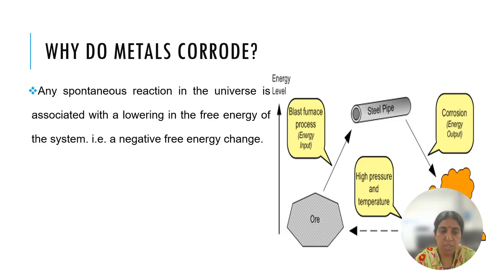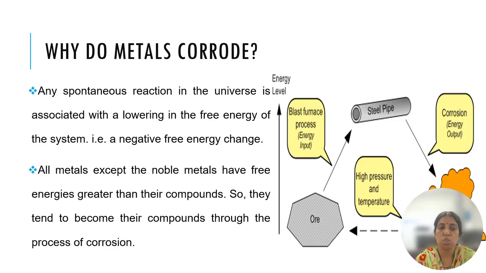So that's what has been discussed. Any spontaneous reaction in the universe is associated with lowering the free energy of the system. So whenever the material tries to lower the free energy of the system, corrosion happens. So all metals except noble metals have free energy greater than their compounds. So noble metals are quite safe. So we cannot say that noble metal undergoes corrosion, but most of the metals except noble metals undergo corrosion.